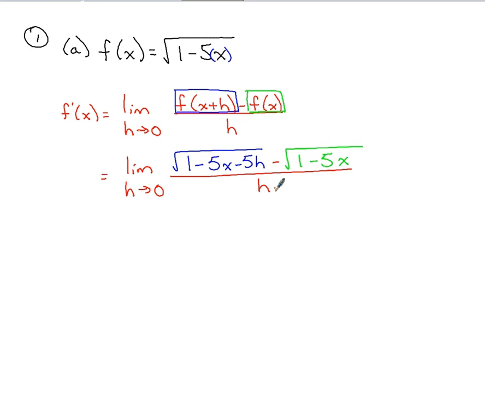Okay, so with these limits, as we apply a limit to a rational function that has a bunch of roots in it, the little trick we've been using is conjugates to help us get rid of those roots. So I'm going to use the conjugate here of the numerator expression. That conjugate would be the square root of 1 minus 5x minus 5h plus the square root of 1 minus 5x. I multiply that to the top, I multiply that to the bottom.